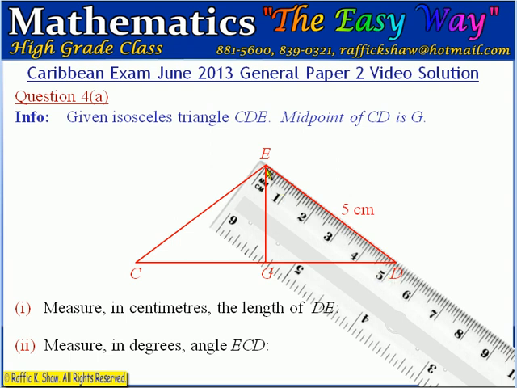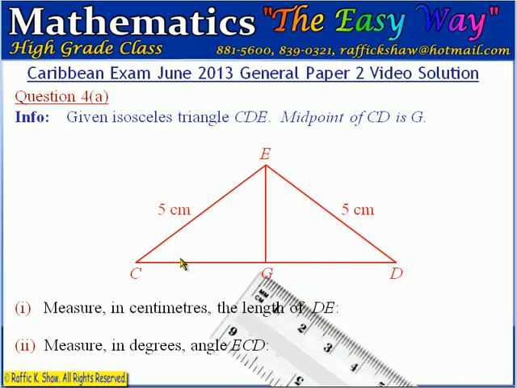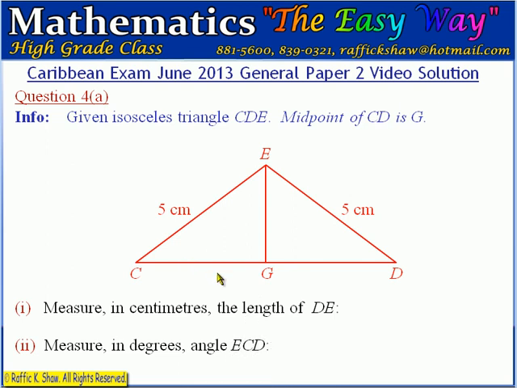And because it's an isosceles triangle, this length also would be 5 centimeters, and we could proceed by measuring that. But we were told it's an isosceles triangle, and so we know this length is also 5 centimeters. So that's the answer for the first part of this question. The length of DE is 5 centimeters.